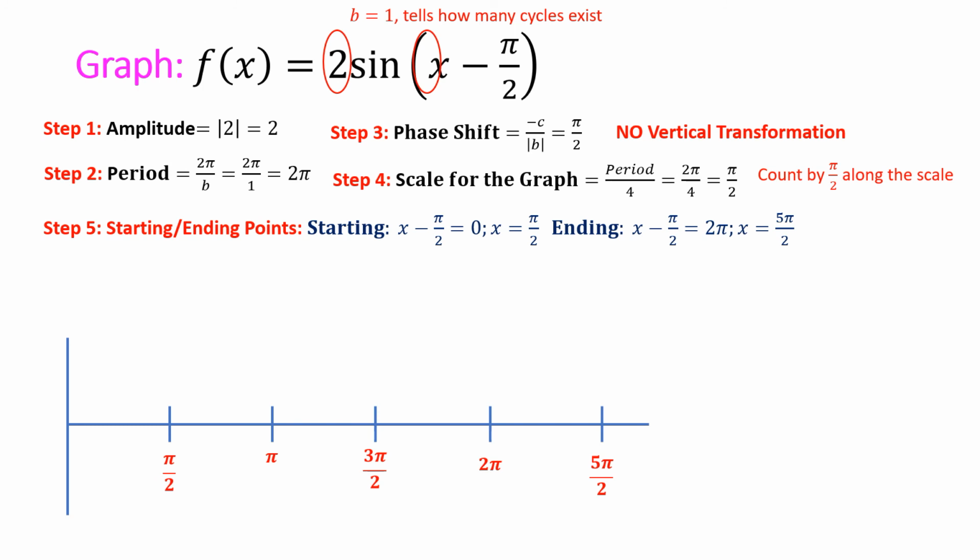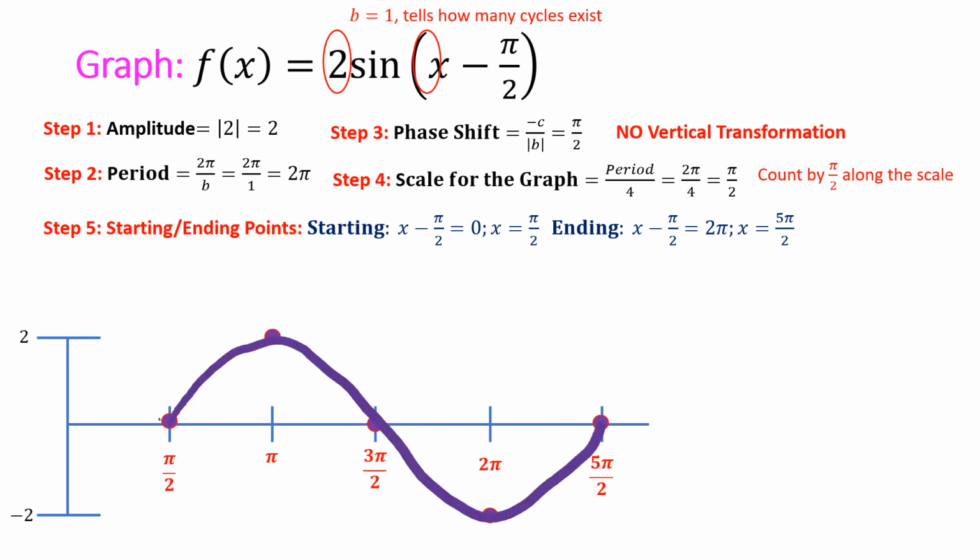All right, what else do I have to change? I have an amplitude. My amplitude is 2, so I have to go ahead and mark those. That's not going to be 1 and negative 1. It's going to be 2 and negative 2. Now I can plot my values. Remember, the sine cycle goes in the same way: 0, 1, 0, negative 1, 0. So we are simply going to plot our points: 0, 1, 0, negative 1, and 0. And we are going to draw a curve through those points. And there we have it.